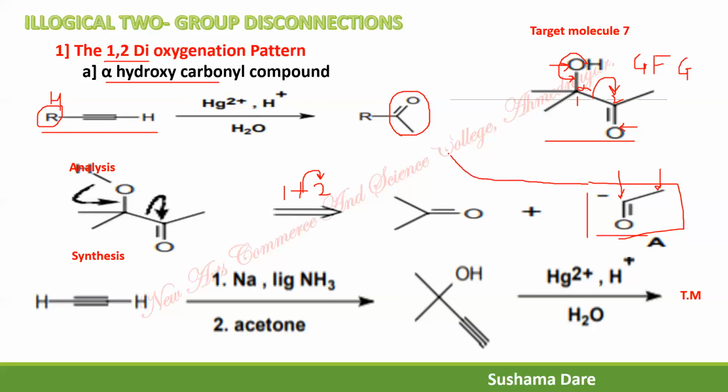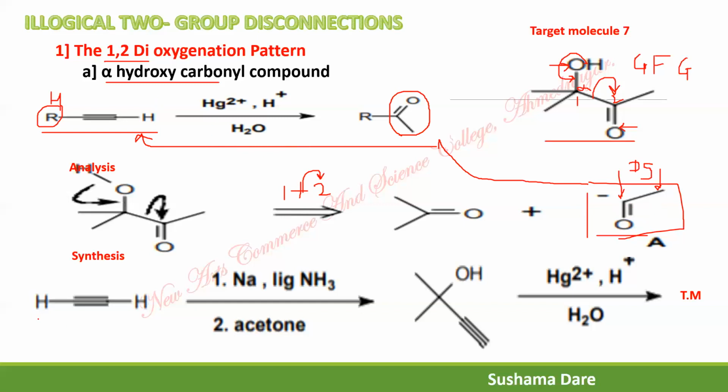So what is the synthetic equivalent for this synthon? The synthetic equivalent for this synthon is acetylene. So this is the synthetic equivalent for this donor synthon. We call it a donor synthon, and the best synthetic equivalent for it is acetylene.